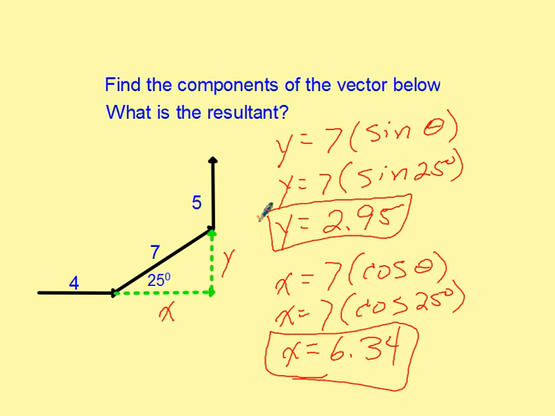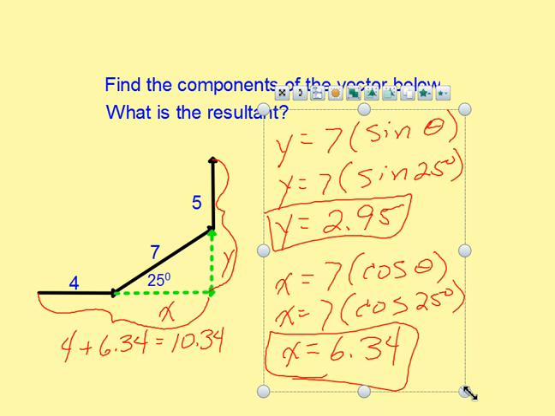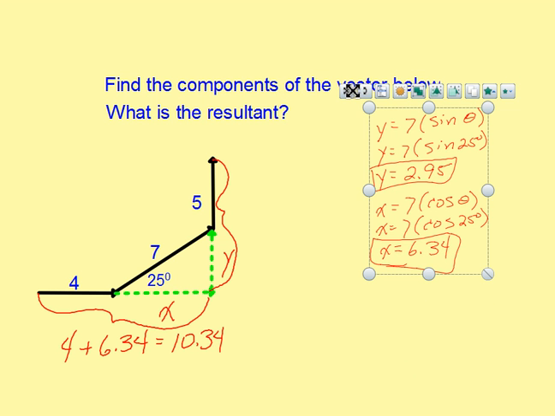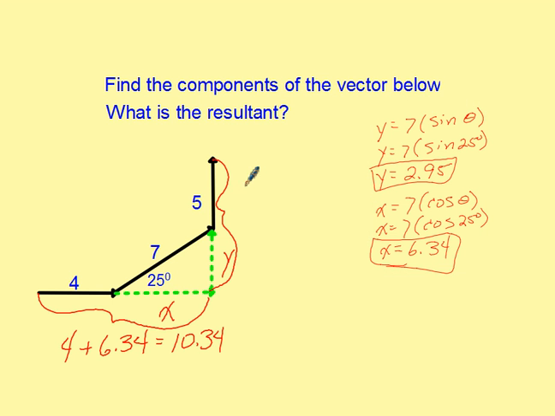Now let's look at what we really have going on over here. If we look at the x component, we have 4 plus 6.34, which equals 10.34 for the magnitude in the x direction. And for y, we're going to have 5 plus 2.95. So the total magnitude in the y direction was 7.95.